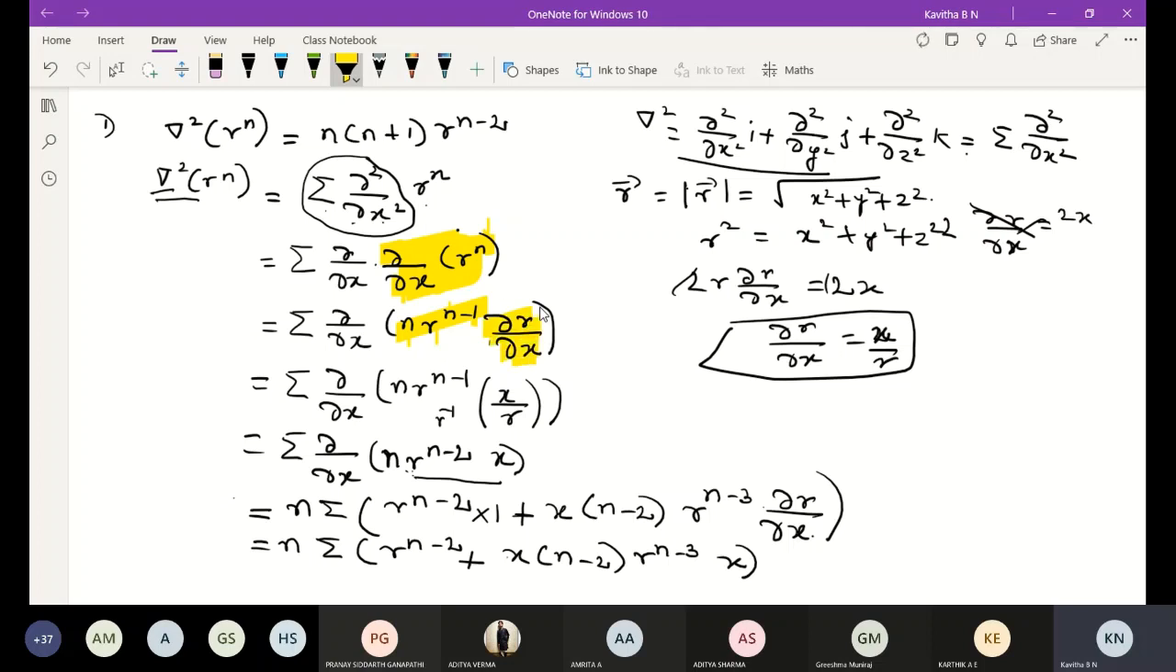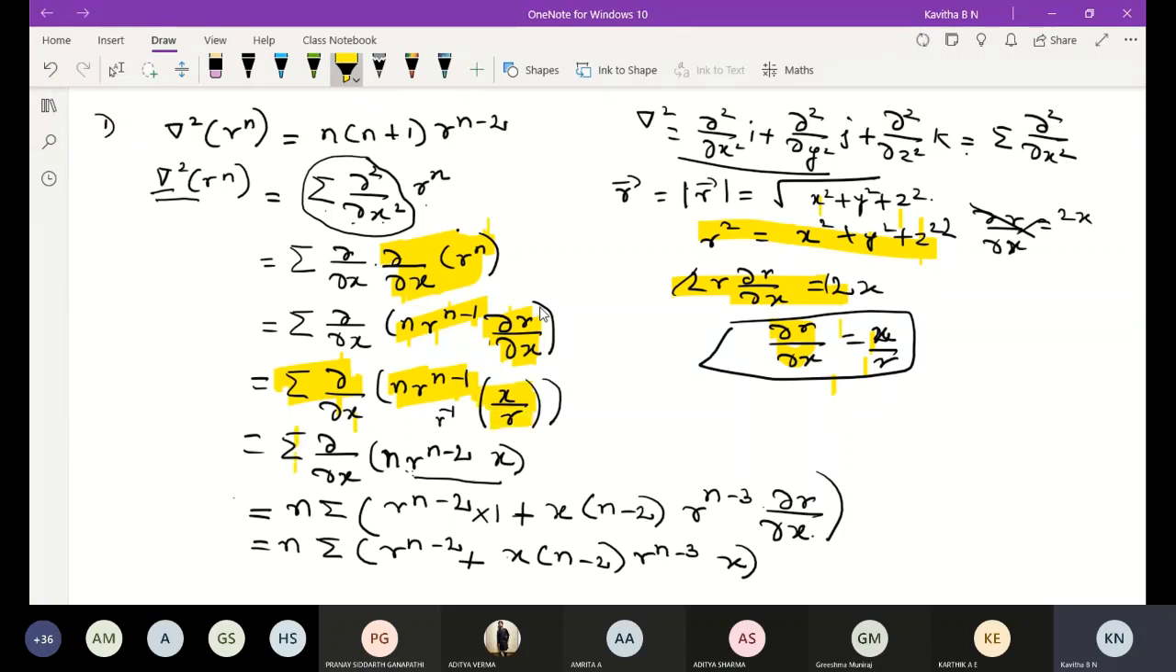Previous Saturday we already solved one problem. The modulus of the r vector we write as square root of x square plus y square plus z square, so r square is x square plus y square plus z square. Then differentiate: del r by del x is x by r, del r by del y is y by r, del r by del z is z by r. So the summation of n into r to the power of n minus 1 into del r by del x, substitute here x by r.